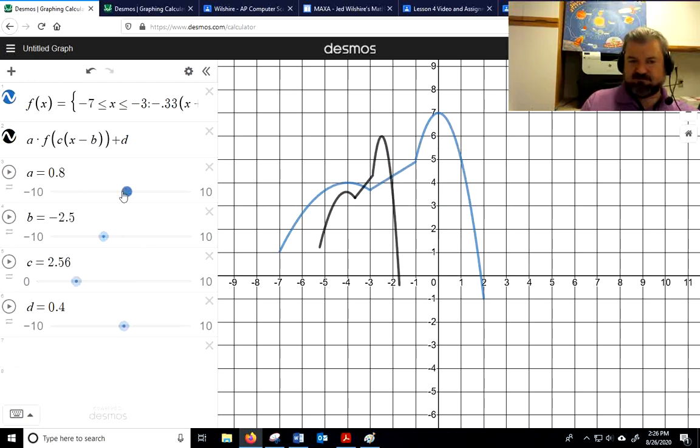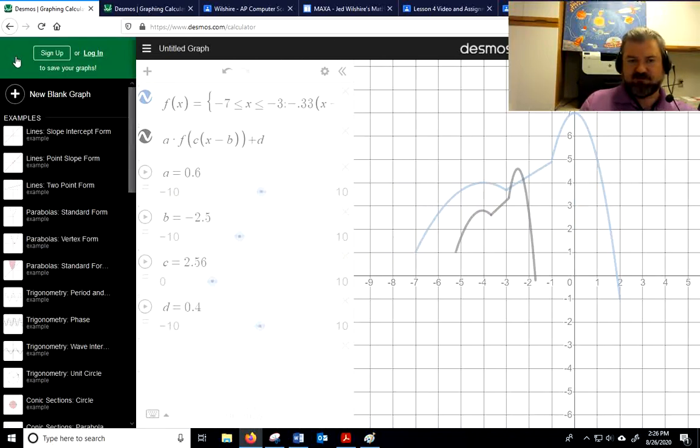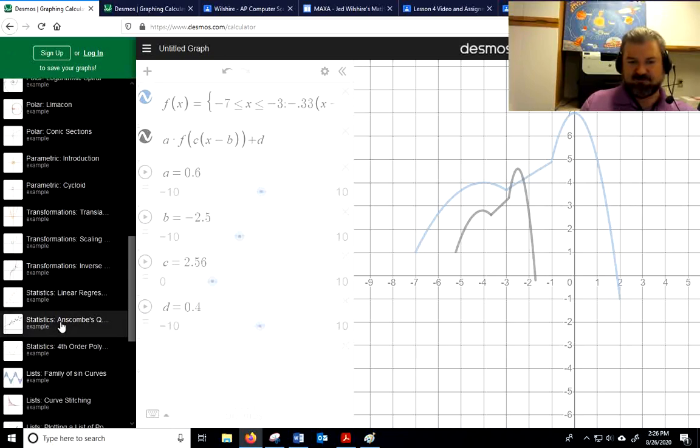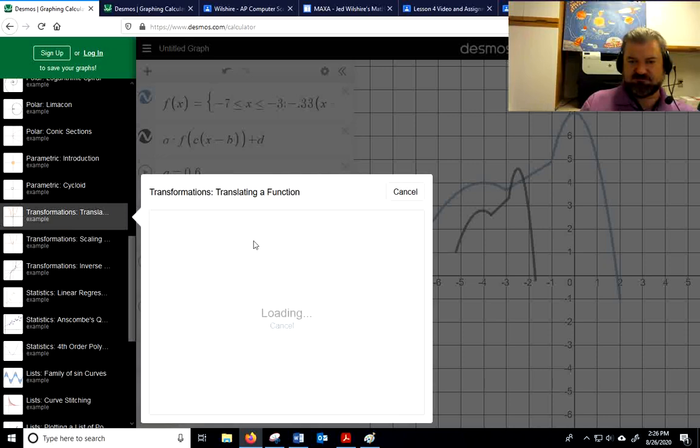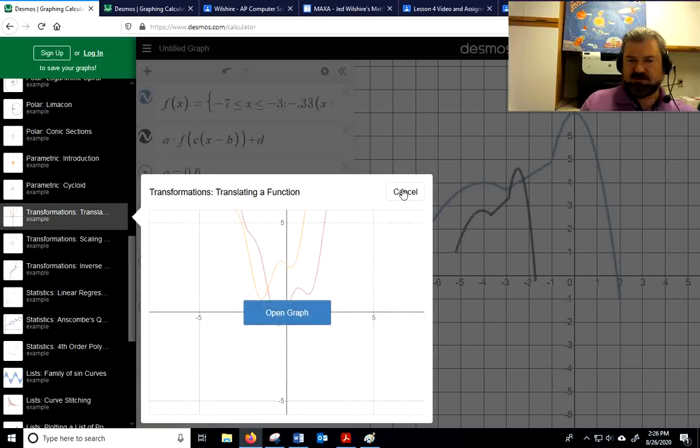And so, you can do this with any function at all. But I have some piecewise defined functions to use. But if you go here, you can get some pretty cool examples and start finding some transformations and transformation translation programs already set up for you.